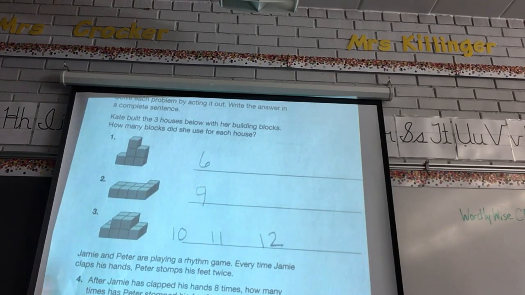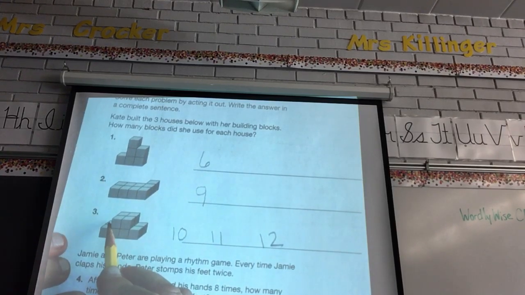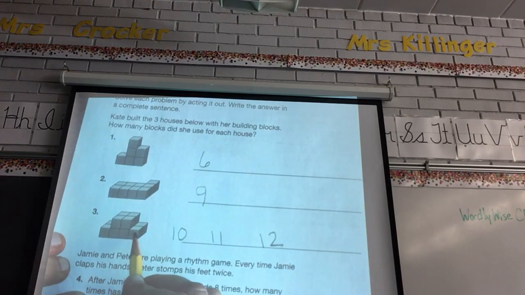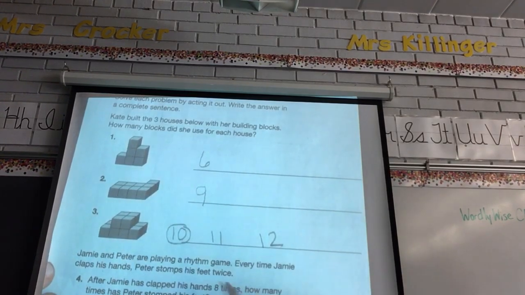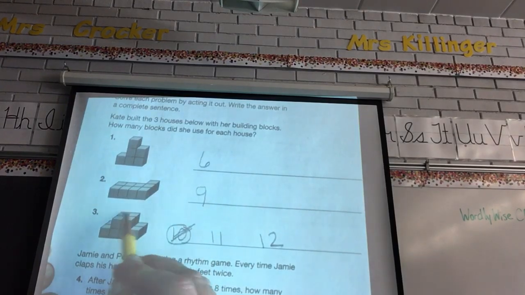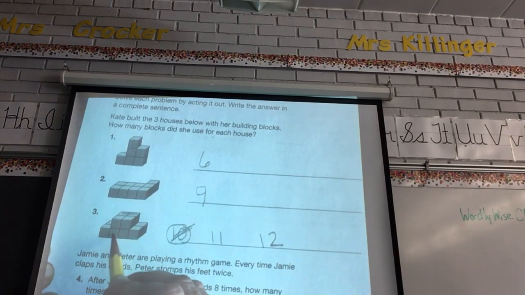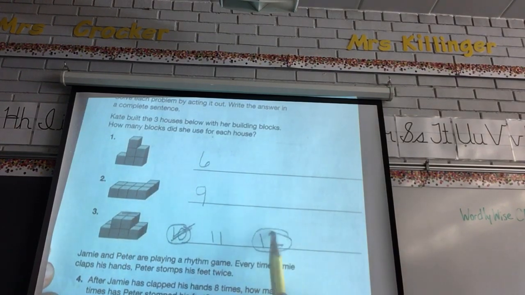All right, so of what I can see, 1, 2, 3, 4, 5, 6, 7, 8, 9, 10. So the answer is 10. No, it's not. Because what's holding these 2 back blocks up? They're the second story. There's 2 blocks on the bottom that have to be holding them up. So the answer is 12.